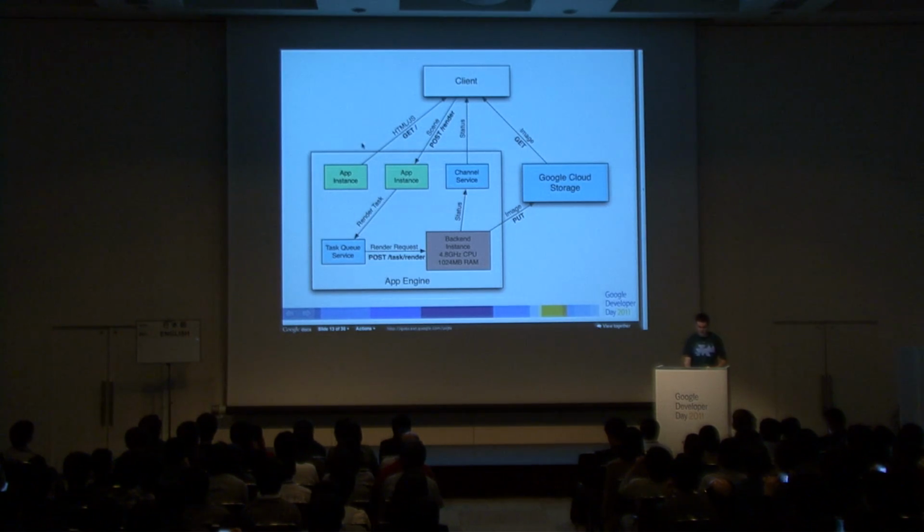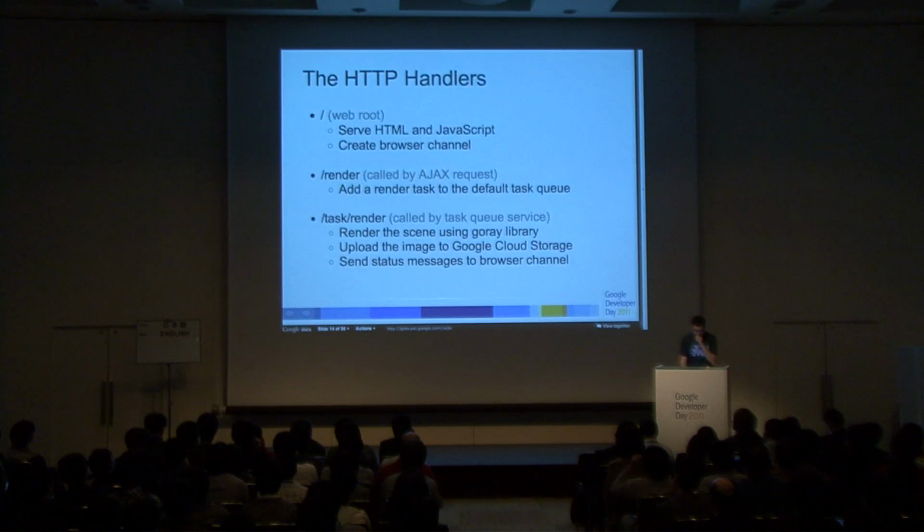In short, the client first retrieves the HTML and JavaScript page, and then sends a request to render the image via an AJAX request. A task is created that renders the image on a backend, and then we send the image to Google Cloud Storage and a message to the client saying the image has been rendered. And then the client retrieves the image from Google Cloud Storage.